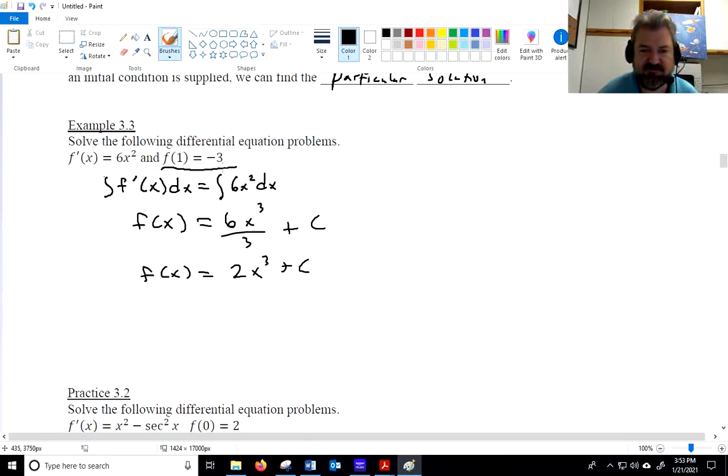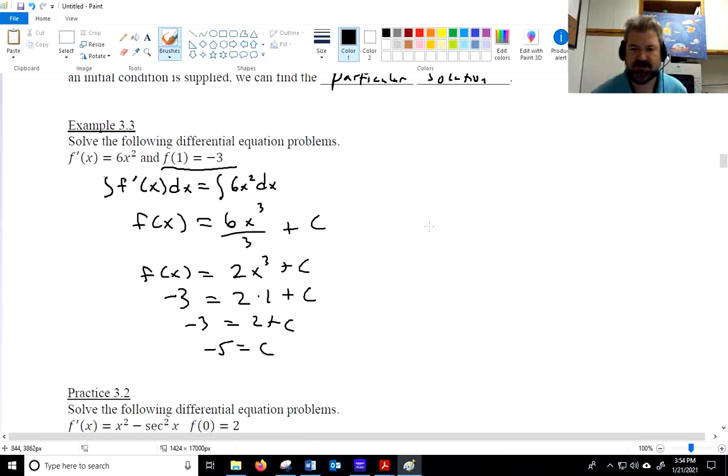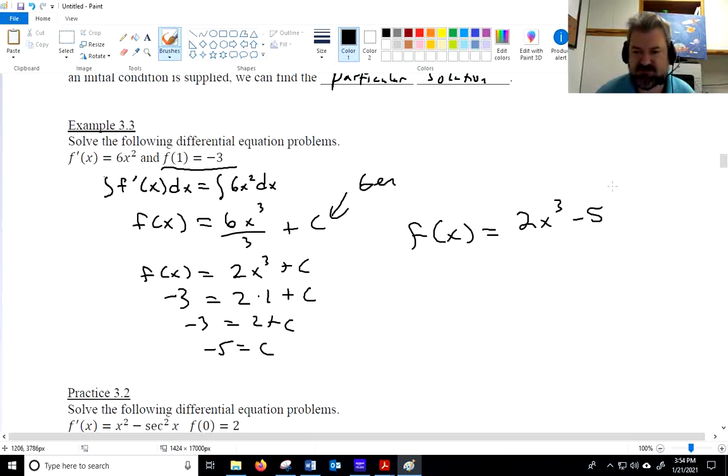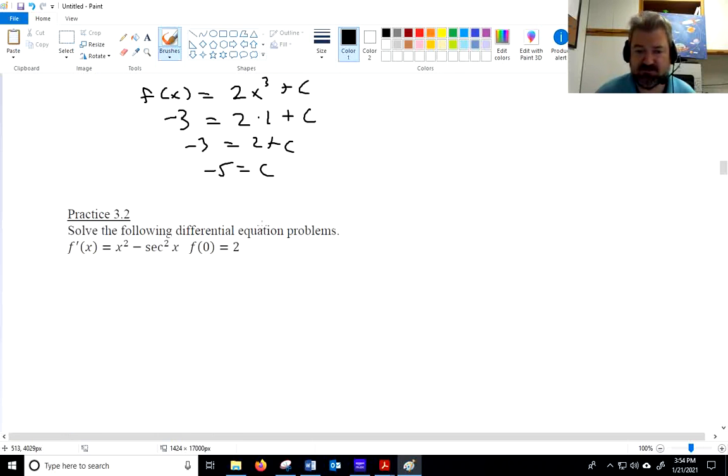Now we were told that f of 1 equals negative 3. So I know that I get negative 3 when I plug in 1. And 1 cubed is 1. So I have negative 3 equals 2 plus c. So negative 5 is equal to c. Now I can state the final solution. This is the general. And here's our particular solution. 2x cubed minus 5. And it's quite often rather remarkable with some of these how big a difference the initial value can make in the total look of the problem when done.